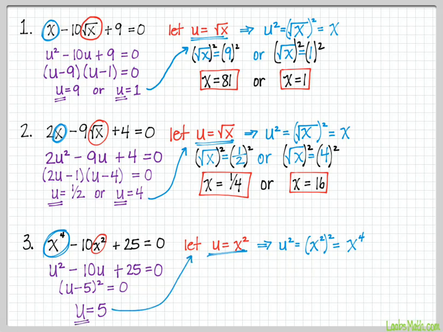But I'm going to substitute back in with my x's, and so x squared equals 5. I take the square root of both sides, remembering that I get both positive and negative square roots. And so I get x equals positive or negative square root of 5, and that's the solution.